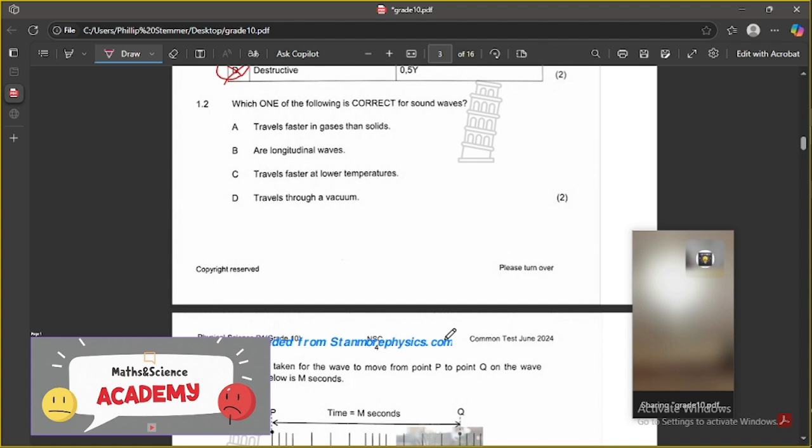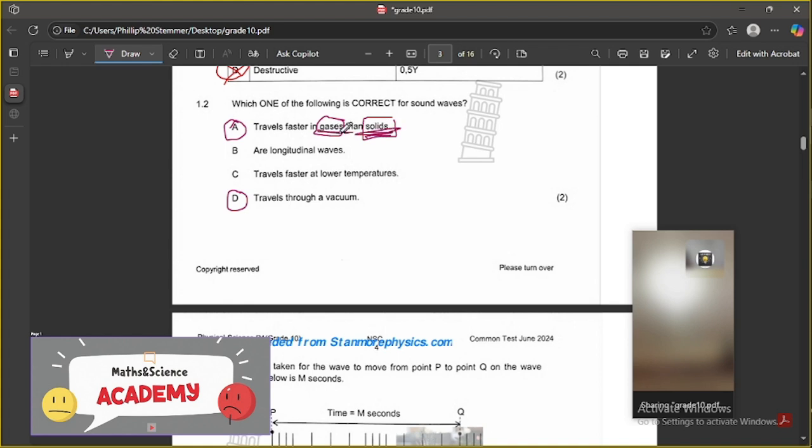So now, which of the following is correct for sound waves? Let's look at option A, travel faster in gases than solids. And let's look at option D, travels through a vacuum. So it travels faster in a gas than in a solid.